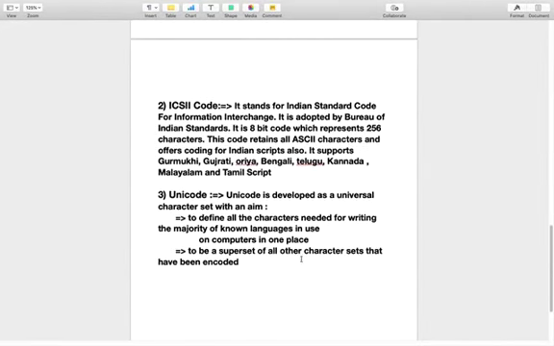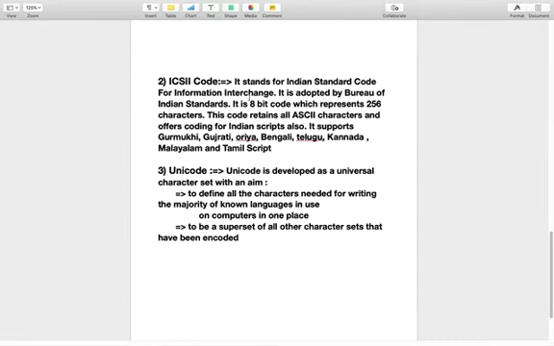Our second code is ISCII code. It stands for Indian Standard Code for Information Interchange. It is adopted by the Bureau of Indian Standards. It is an 8-bit code which represents 256 characters. This code retains all ASCII characters and also offers coding for Indian scripts. It supports Gurumukhi, Gujarati, Udiya, Bengali, Telugu, Kannada, Malayalam and Tamil scripts.